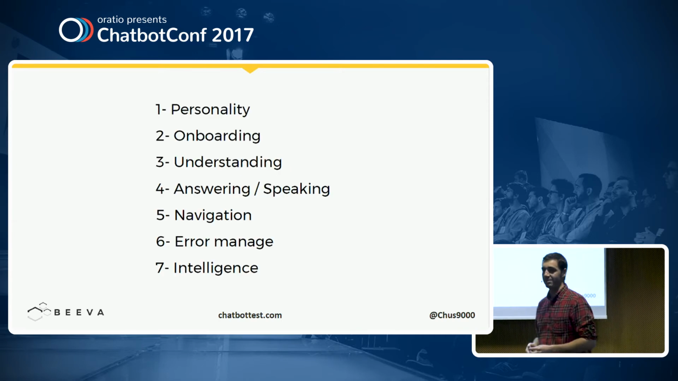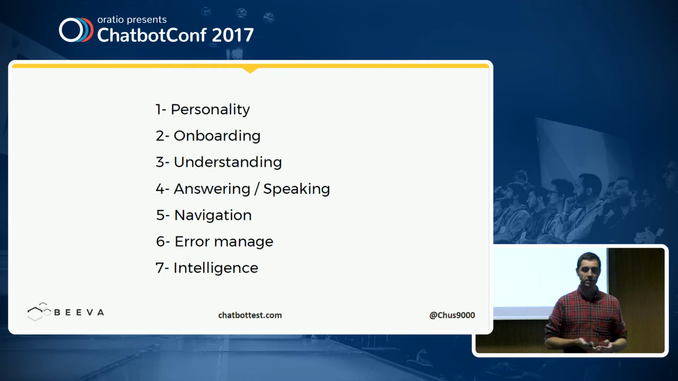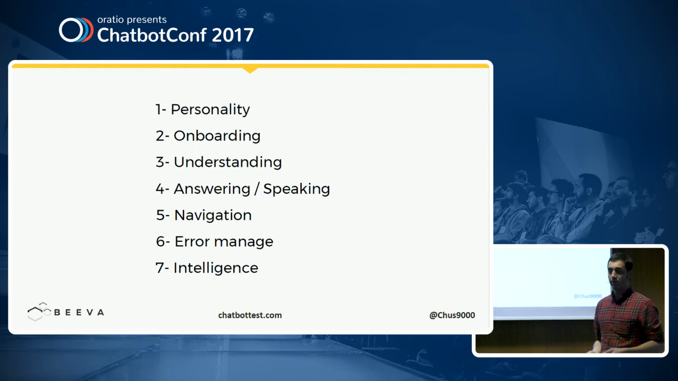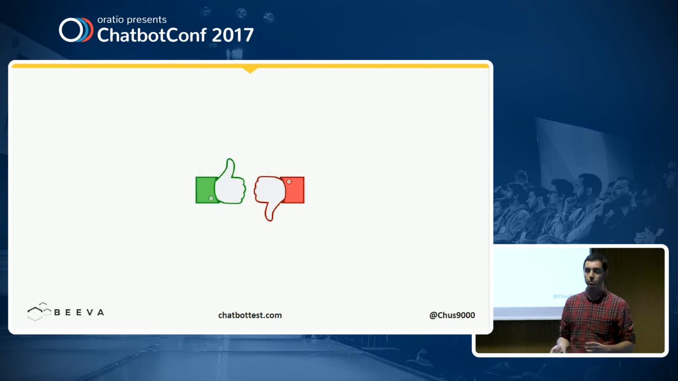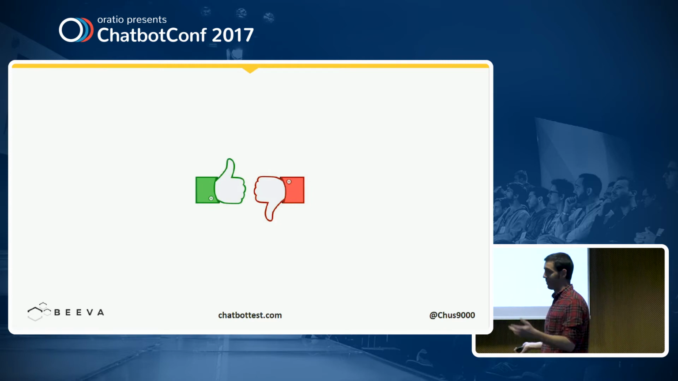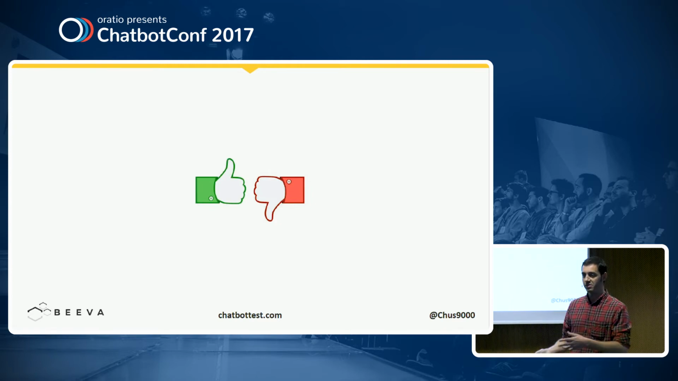Because there were too many, I tried to separate them into different categories that mean something together. They are important for the behavior of a chatbot: personality, onboarding, understanding, answering and speaking, navigation, error management, and intelligence. I will explain a little bit of each one, and I put in some examples because that's the funny thing here. Some of them handle the situation properly, and some others do not.